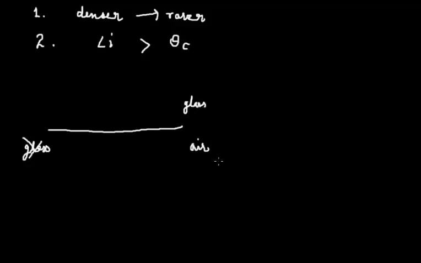Right? So air is rarer and glass is denser. Rare, dense. Now, because light ray should travel from denser medium to rarer medium, we'll start from here because glass is denser. This is incident light ray.